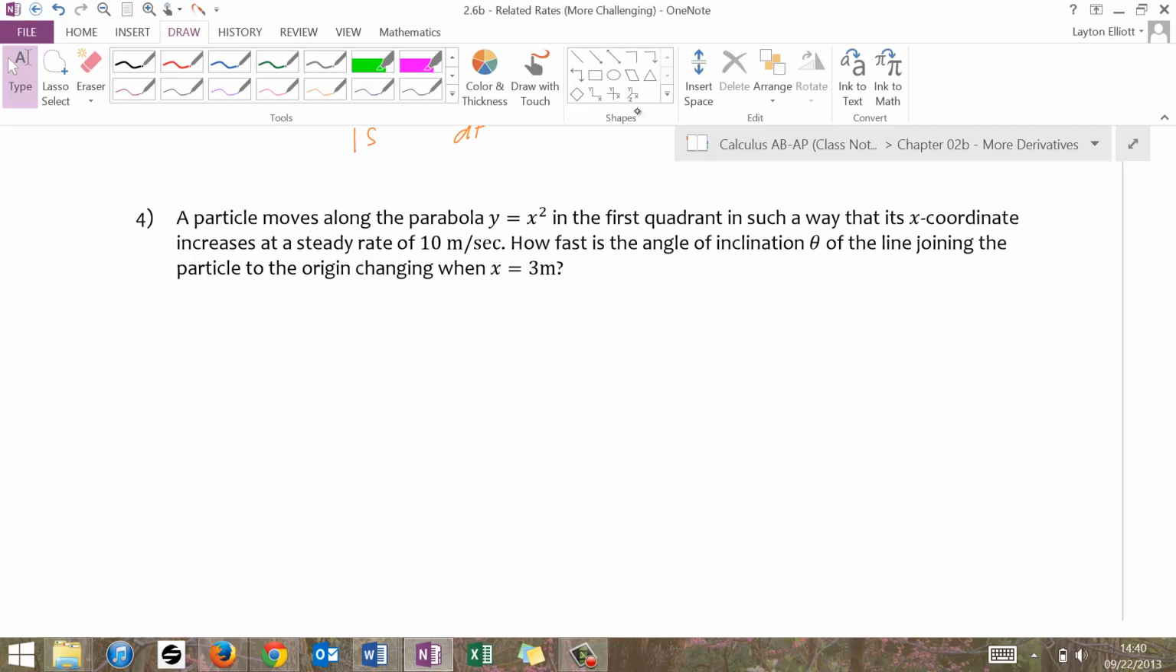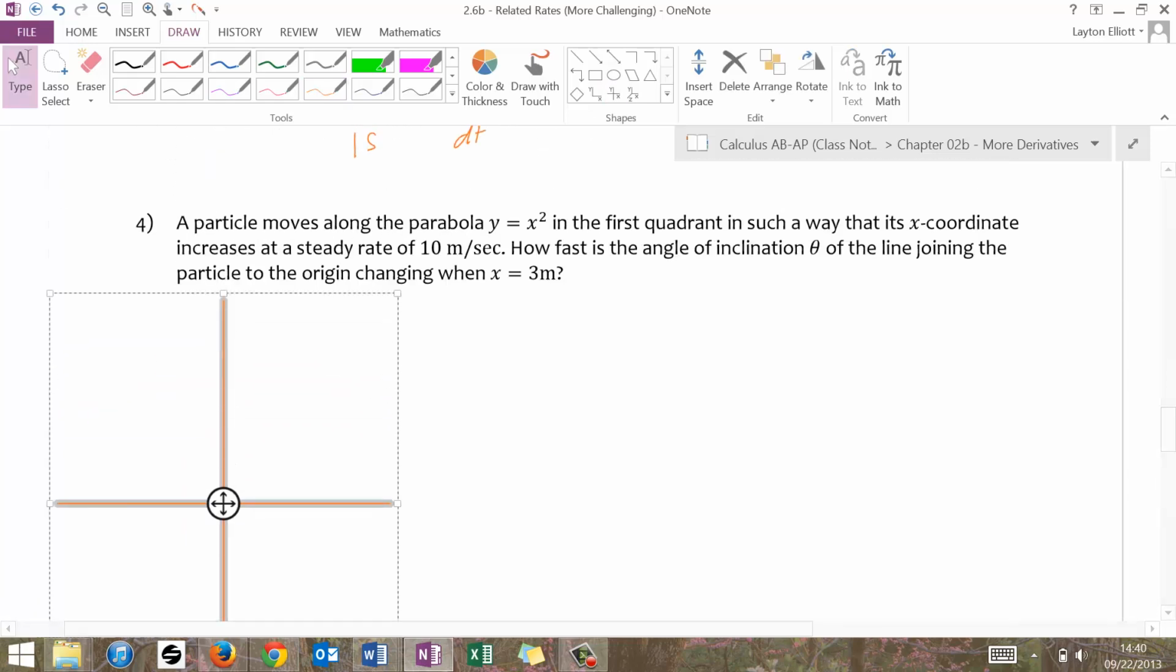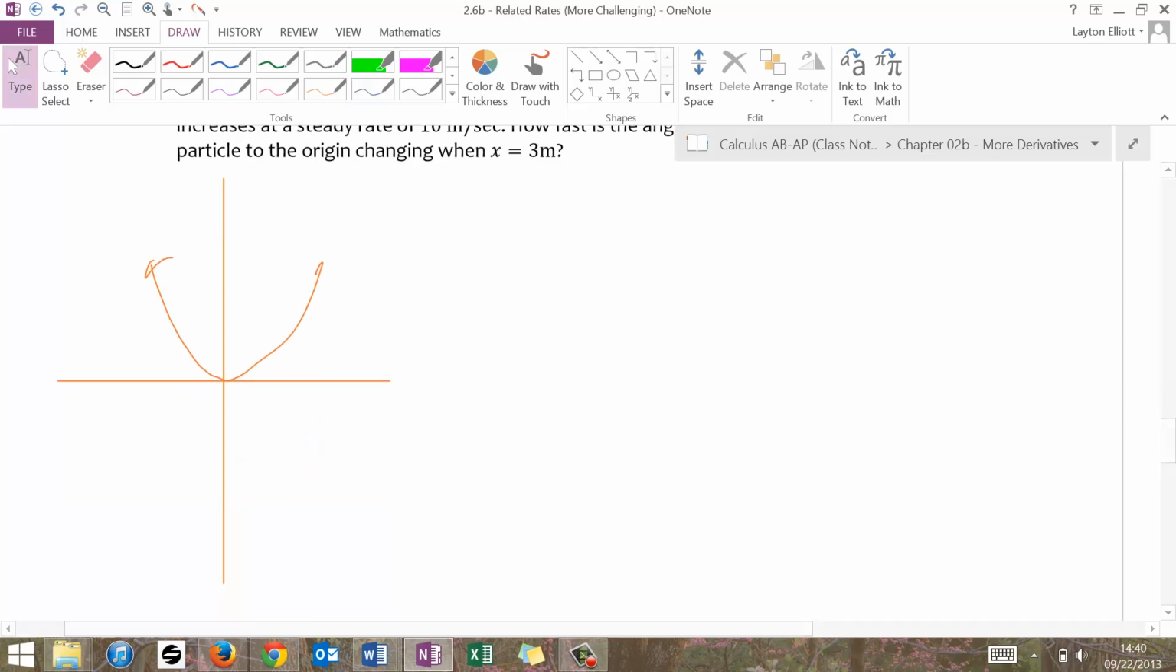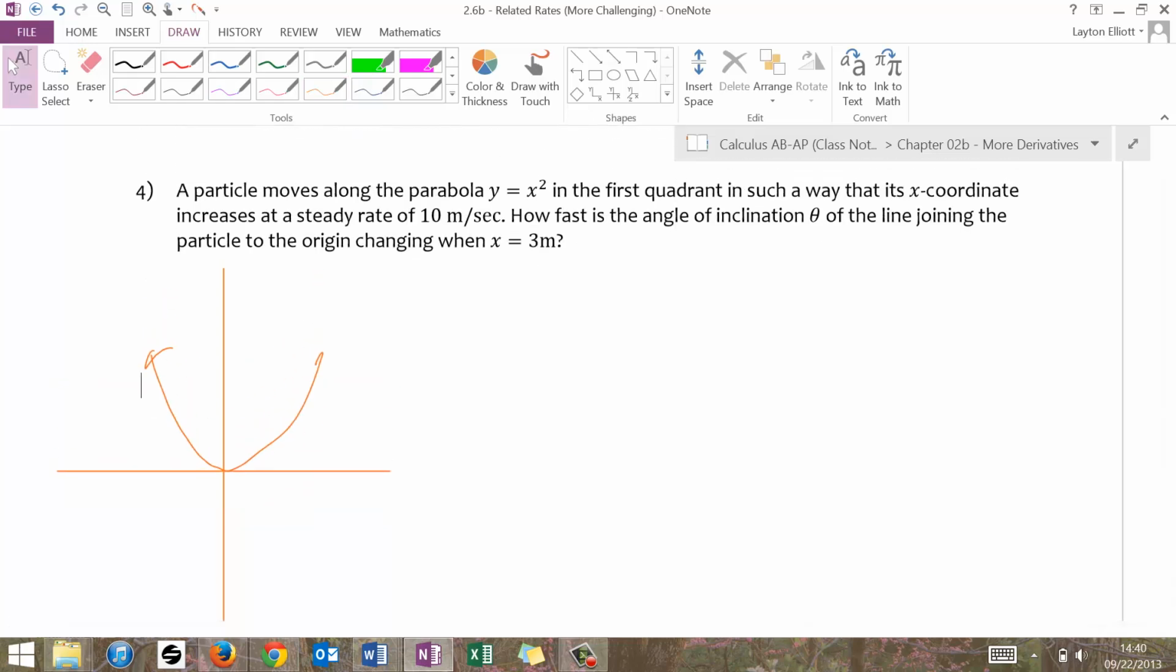For the next one, we have a particle moving along a parabola in the first quadrant, such that its x increases. So no matter how I draw this, if I just draw a parabola where part's in the first quadrant, it doesn't have to completely be there. It really doesn't matter. But it's such that its x-coordinate increases at a rate of 10 meters per second. So I can say dx/dt equals 10 meters per second. And if I put a point here and sketch this out and call this theta, it wants to know how fast is theta increasing, or how fast is it changing. What's the d theta/dt?